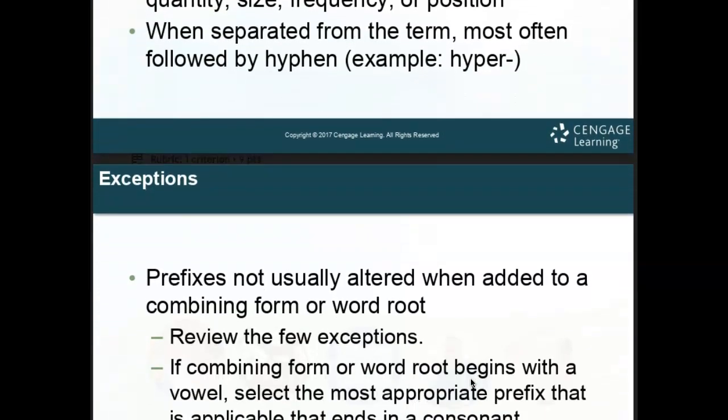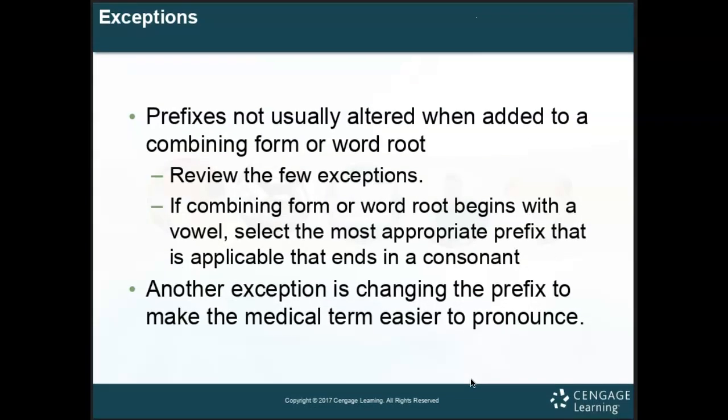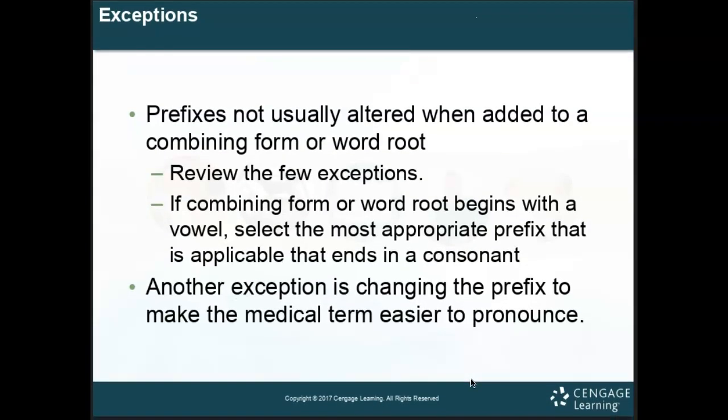There are exceptions for prefixes. They're not usually altered when added to a combining form or a word root. So review the exceptions. If combining form or word root begins with a vowel, select the most appropriate prefix that is applicable that ends in a consonant. Another exception is changing the prefix to make the medical term easier to pronounce.